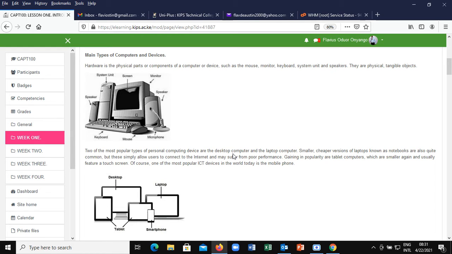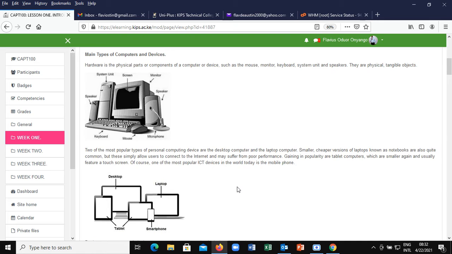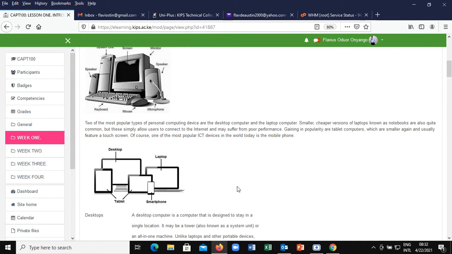You go to some of these computer vendors, people who sell computer accessories, and they're not as expensive as these larger computers. They're much smaller and cheaper, basically, as compared to the others. They basically allow users to connect to the internet and be able to access some of the basic services online. But of course, they're gaining a lot of popularity.